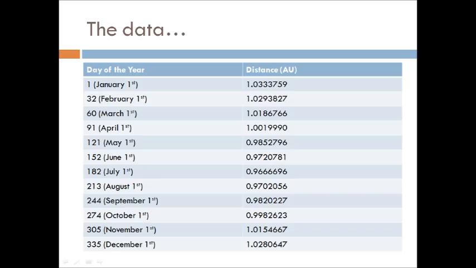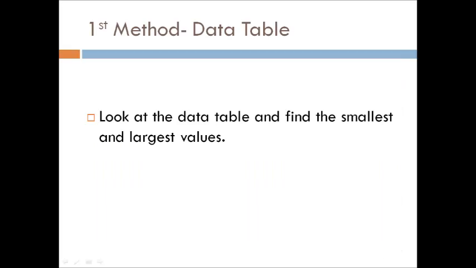There's a lot of data points. 365 to be exact, so I just included the first day of every month to show you here, but you have to use all of the data to find the actual values of the perihelion and the aphelion. So the first method that you use is the data table, which basically means you just look at the data table, all 365 data points, and you find the smallest value and the largest value.